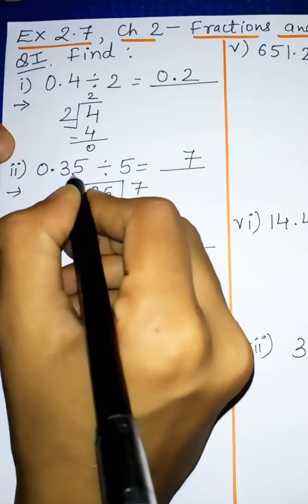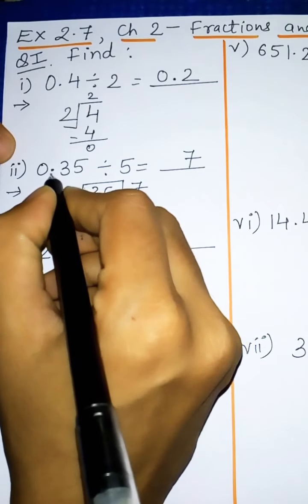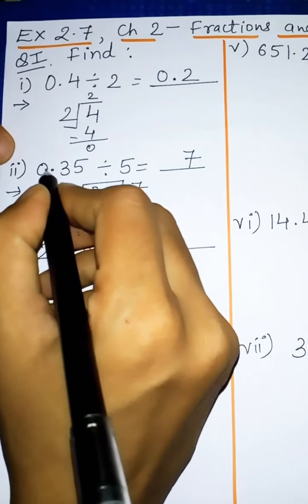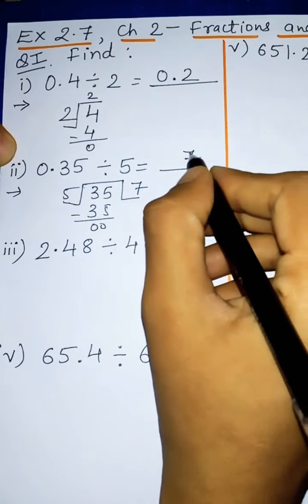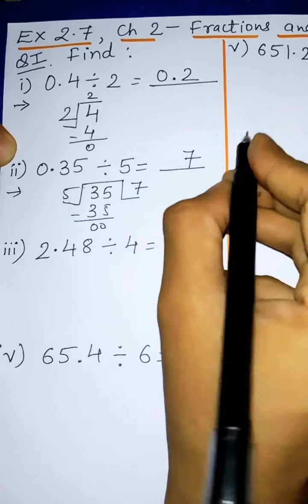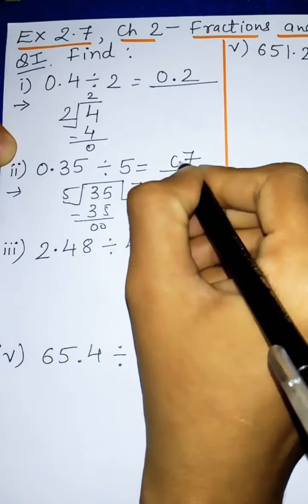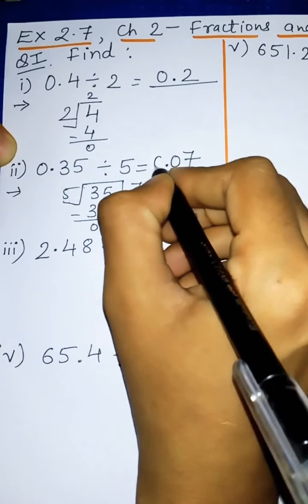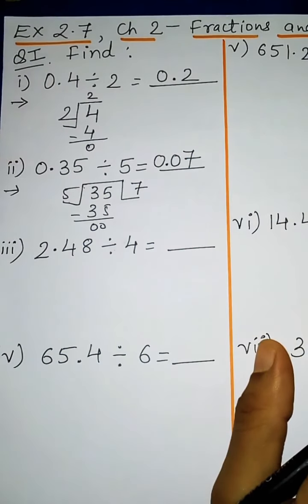Now in the question, the point is given after 2 digits. So this 1 and 2. After 2 digits the point is there. So here also in the answer we will put the point after 2 digits. So this is 1 digit, second digit, and point. So 0.07 will be our answer.